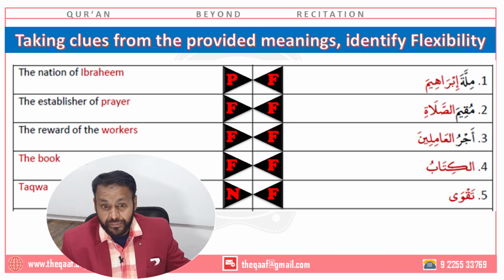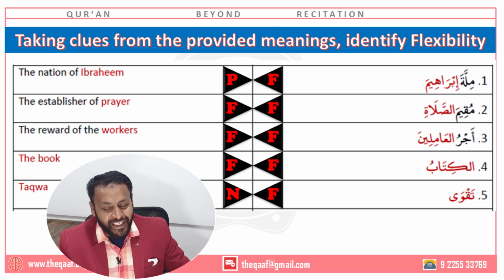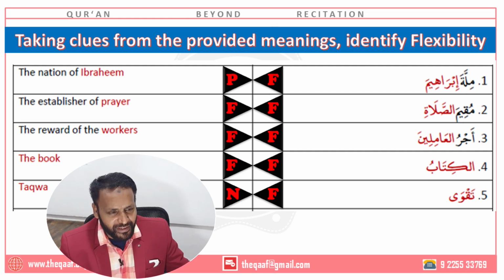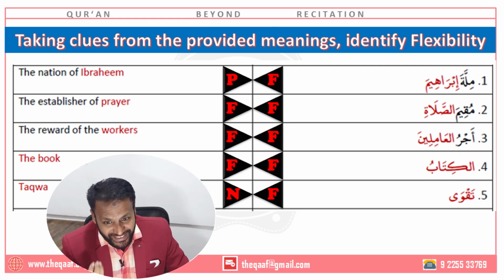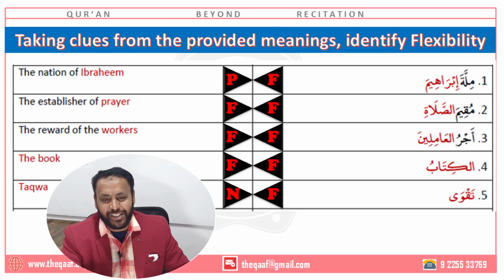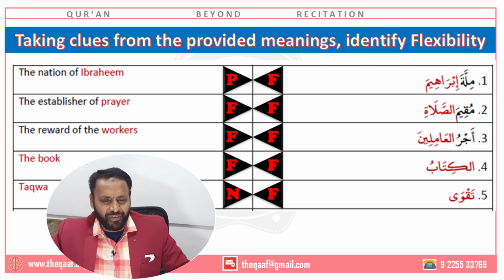Non-flexible. Non-flexible. Non-flexible. There is an alif maksura at the end. It will not take any dhamma, fatha, or kasra. Non-flexible. Easy. Non-flexible. So remember these signs: non-flexible and partially flexible, and the rest are all fully flexible.